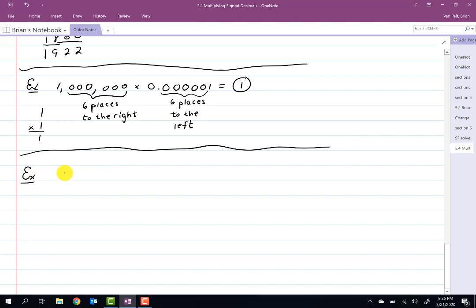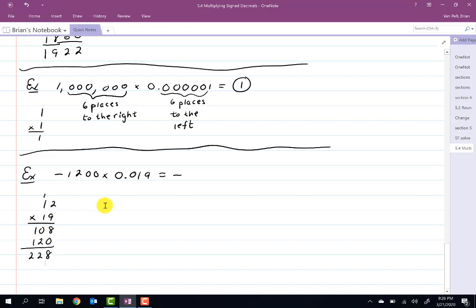Let's try negative 1200 times 0.019. So what I'm going to do is 12 times 19. By the way, I know my answer is at least going to be negative. 12 times 19. 9 times 2 is 18. Carry the 1. 9 plus 1 is 10. And then 1 times 2 is 2. 1 times 1 is 1. It looks like we get 228.